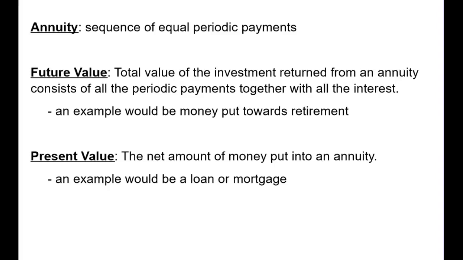An annuity is a sequence of equal periodic payments. Future value is referring to the total value of an investment based on those equal periodic payments. An example of this would be putting money towards a retirement account. And then present value is the net amount of money you put into an annuity. An example of that would be a loan or mortgage.